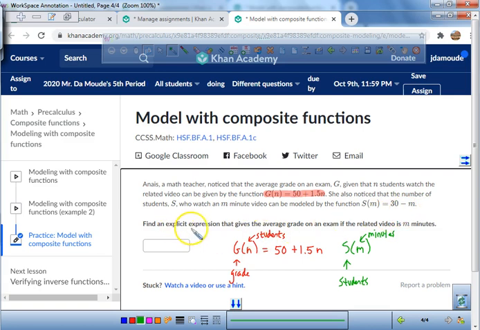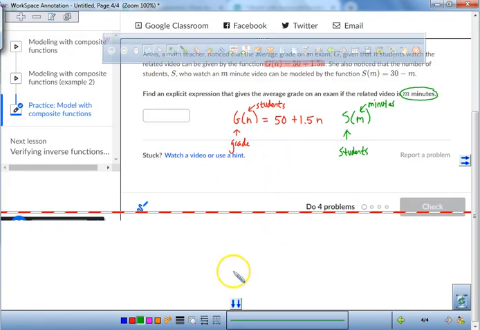It says find an explicit expression that gives the average grade on an exam if the related video is M minutes long. So ultimately our expression needs to be in terms of M. I'm not going to simplify this. This is going to be the ultimate grade. So I know I'm going to be taking G of S of M. So I'm finding that the total number of minutes, that's my first input, which ultimately leads to my final grade.